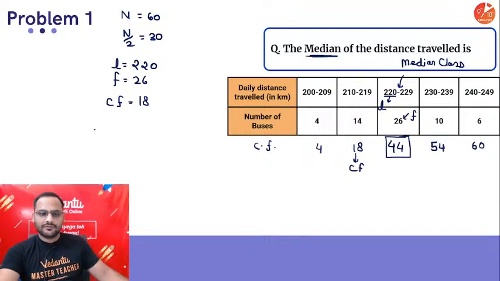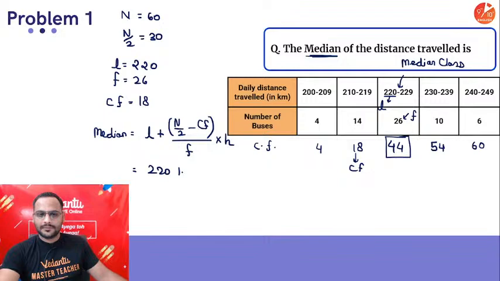So use the formula for median. Guys, median, the formula I hope all of you remember. Now you should start remembering. N by 2 minus CF divided by F into H. So L is 220 plus N by 2 is 30 minus 18 divided by 26 into H. What is the H over here?